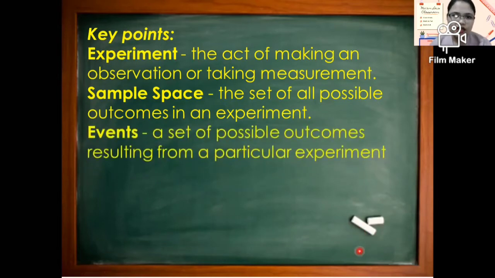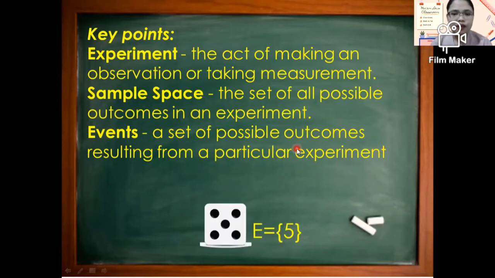Next, events or event. A set of possible outcomes resulting from a particular experiment. Pag sinabi pong event, set of possible. Yung mga posibleng lumabas sa ating experiment. Pero hindi pa siya yung outcome talaga. Kaya nga po sinabi, set ng possible outcomes. Example, ang possible outcome na lumabas ay 5. Pero pwede rin ba maging 1, pwedeng 2, pwedeng 3, pwedeng 4, pwedeng 6. Pero yung pinakita ko lang dito is an example of event na ang lumabas ay 5. Okay? Isa lang siya sa mga possible outcomes.